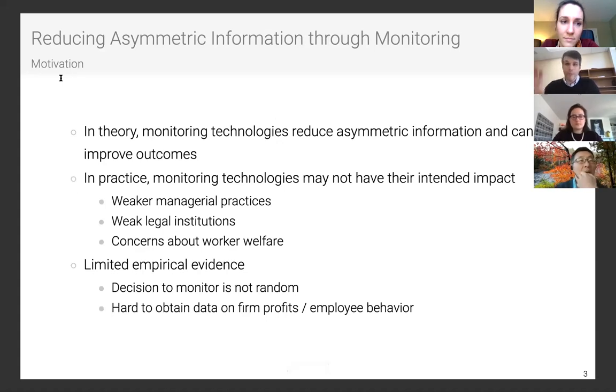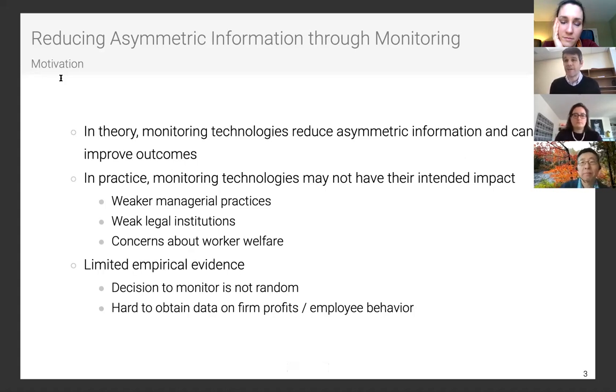Core economic theory tells us that in theory, a monitoring device that reduces the asymmetric information between the principal and the agent can improve outcomes and overall efficiency and welfare in the system. But in practice, we think that this may not actually be true, particularly in the types of contexts we're going to be looking at in low-income countries. So why might it not be true?